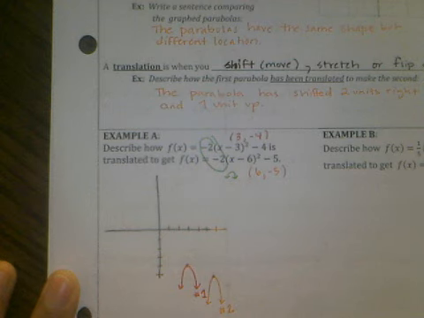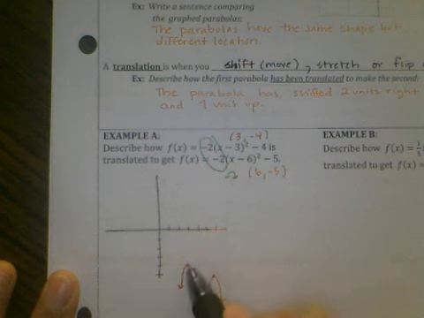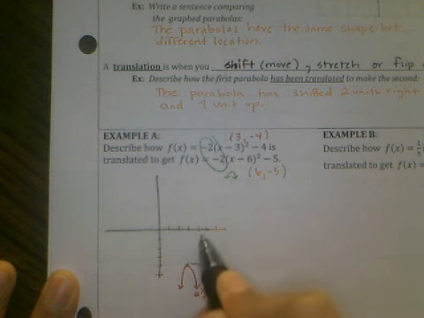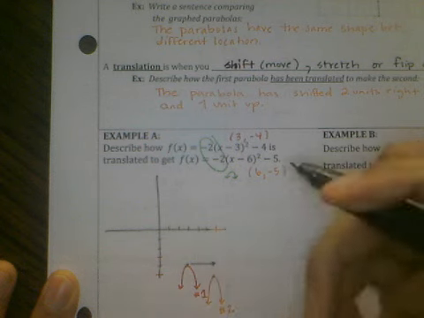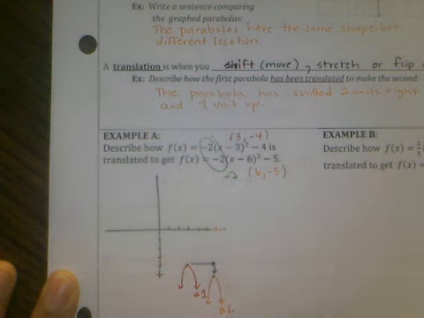So the instruction said to describe. Basically, I'm going to do exactly what we did above. Starting at the first parabola, if I wanted to get to the second one, first I would have to move right, and I would move right 3 units, which I can count up top. And then I would move down, and I would move down 1 unit.